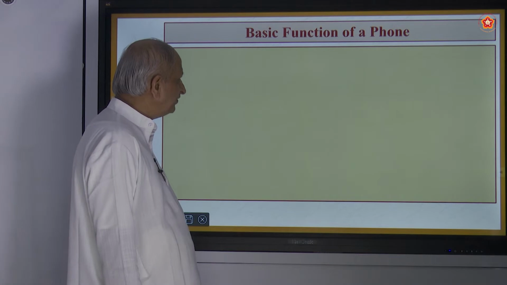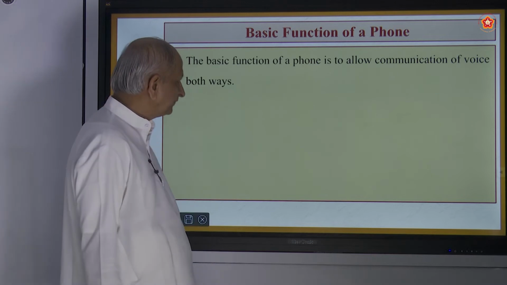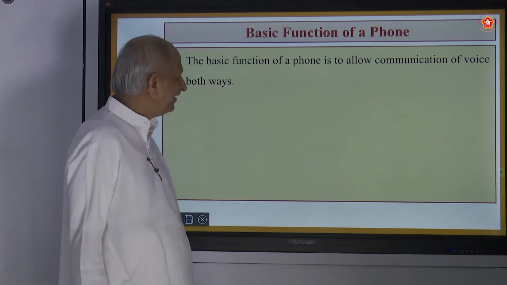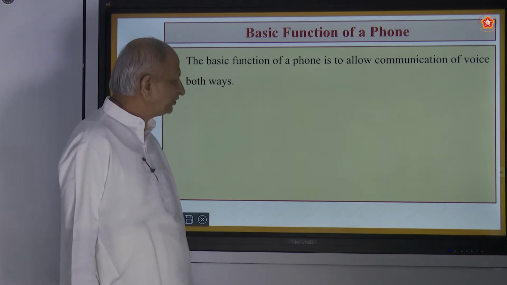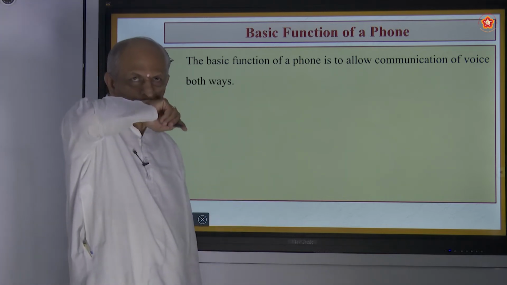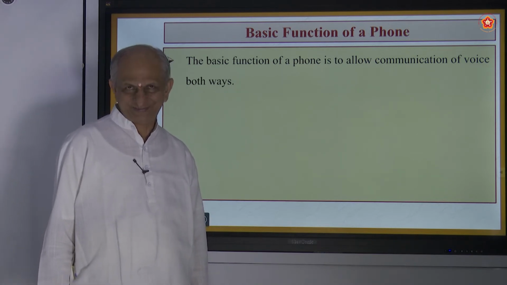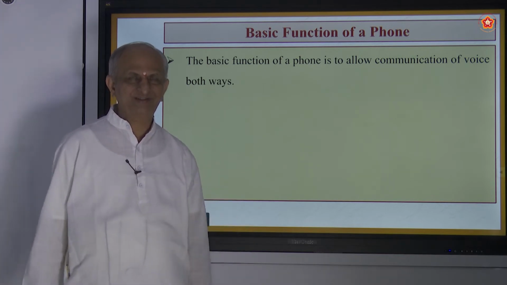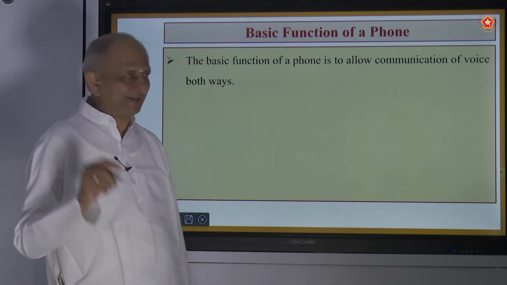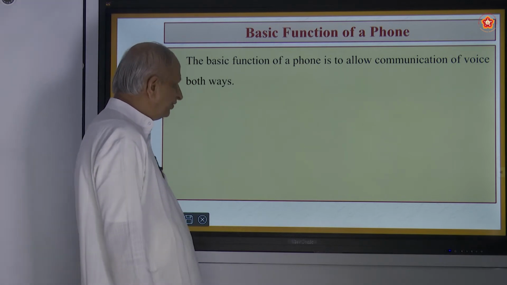Now let us see what is the basic function of a phone. Short form of telephone is phone, and the process of doing phone is called phoning. Is it not? So the basic function of a phone is to allow communication of voice both ways. Yesterday in the previous class we discussed communications. It may be through body language, it may be vocal, or it may be through instruments like this. In a phone you have communication of voice both ways.